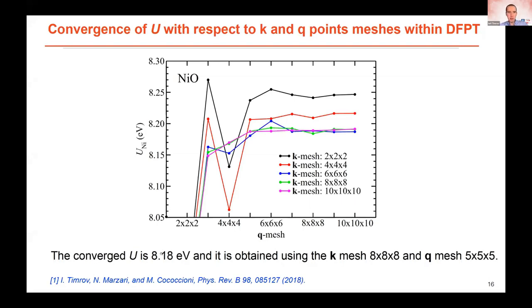Let's say in this case, we can tell that the converged value of the Hubbard U is 8.18 electron volt, and this can be obtained using the K mesh 8 by 8 by 8. So this corresponds to the green curve, and the Q mesh 5 by 5 by 5. So this means we take this dot here. So that's our converged value.